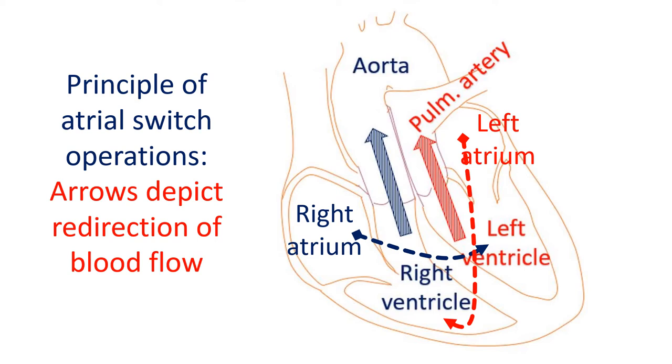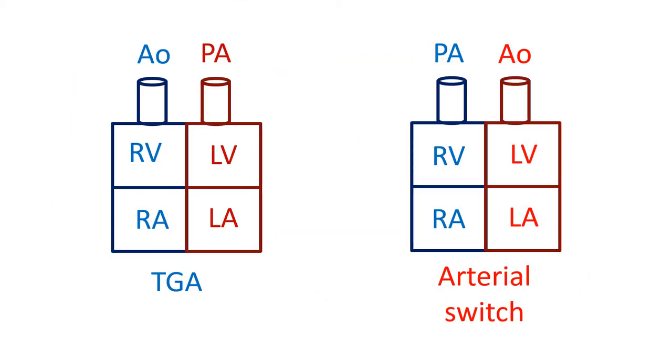The first one, known as Senning operation using atrial flaps, was described in 1957. The second one was Mustard operation using pericardium, described in 1963. Pericardium is the outer covering of the heart, pieces of which were taken to redirect the blood flow in Mustard operation. While arterial switch redirects the arteries arising from the ventricles, lower chambers, atrial switch reroutes the blood coming to the upper chambers.